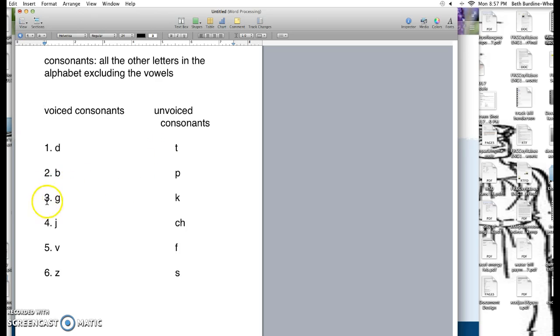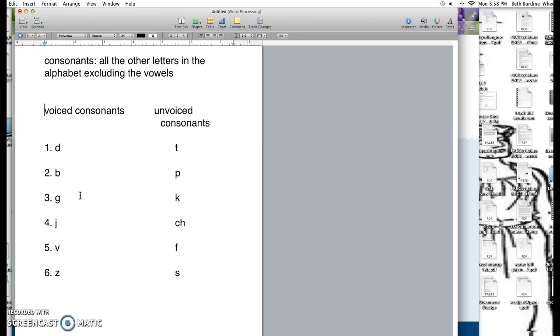Let's look at pair number three, the G and the K. Again, a voiced consonant requires two sounds from my mouth and from my throat. So G, G, G, mostly in my throat, right? But my tongue is kind of shoved up to the top of my mouth to make that sound. G, G, G. My tongue is going up against the top of my mouth, but my throat is making the sound too. And I know that because when I put my fingers on my throat and I make the G sound, I can feel a vibration in my throat.